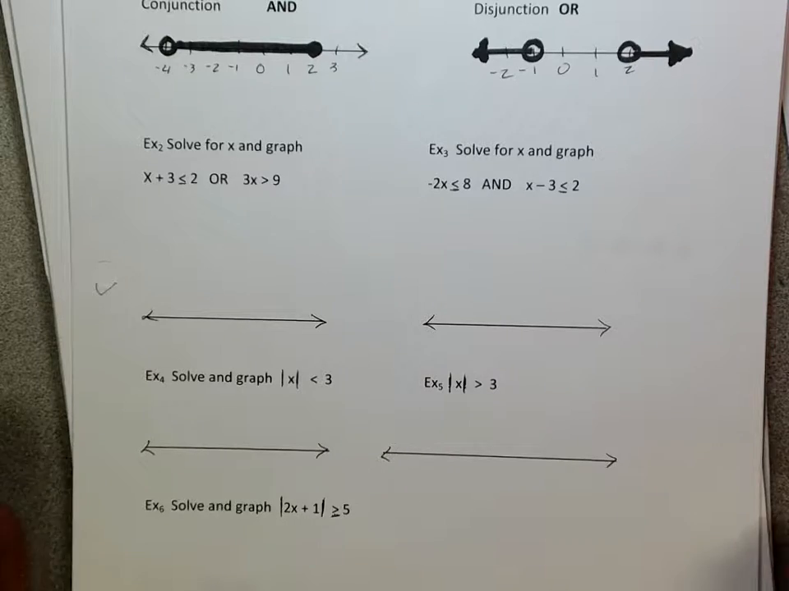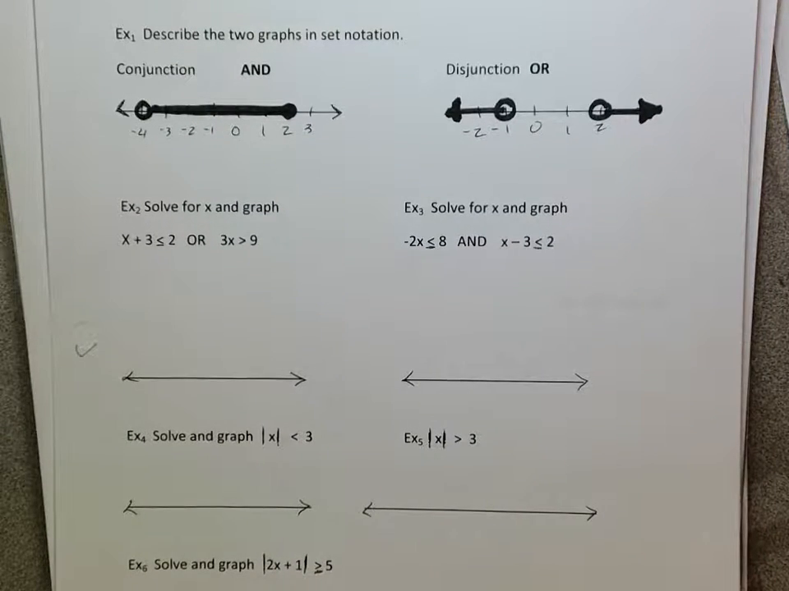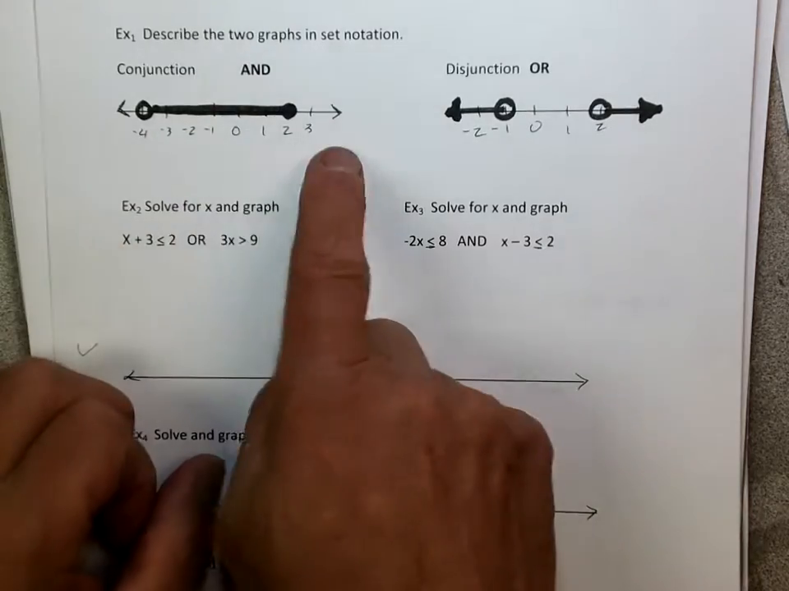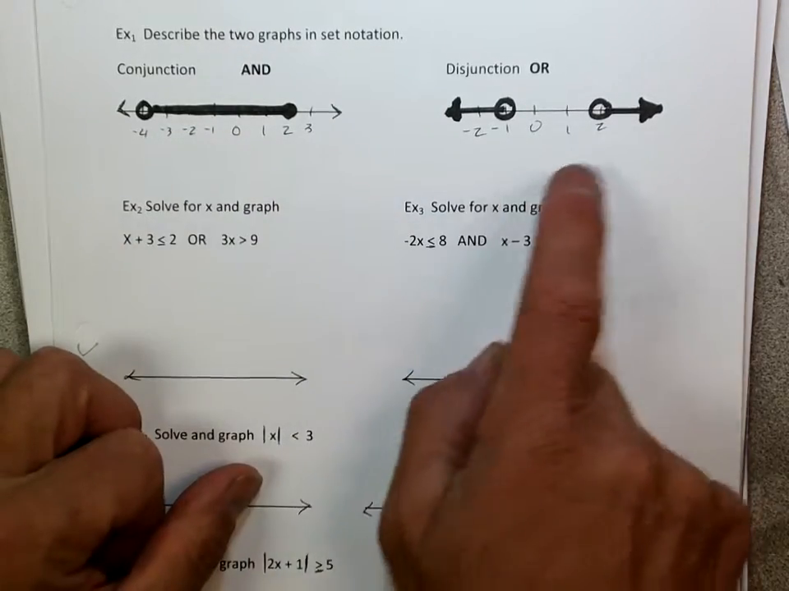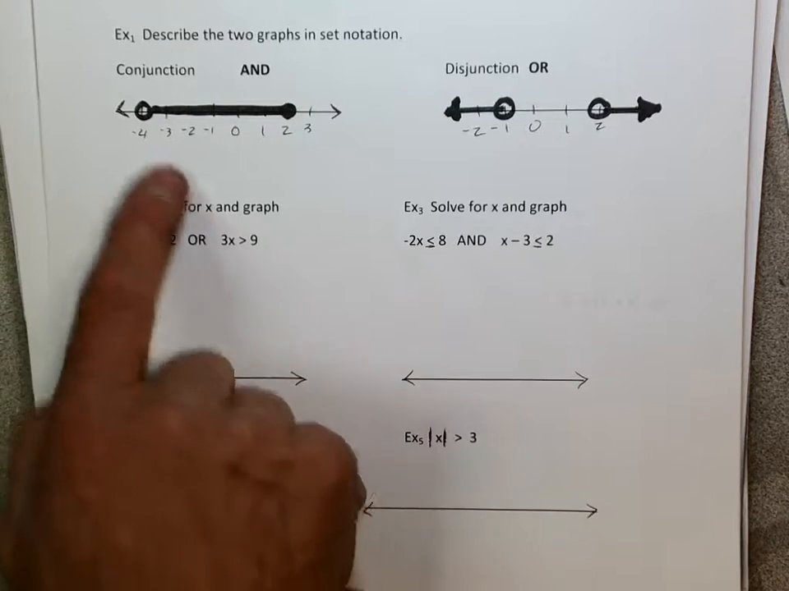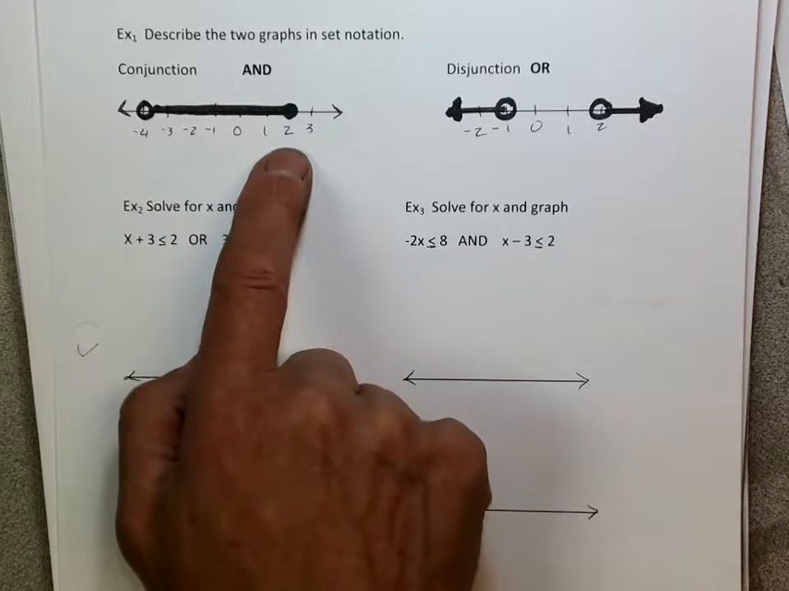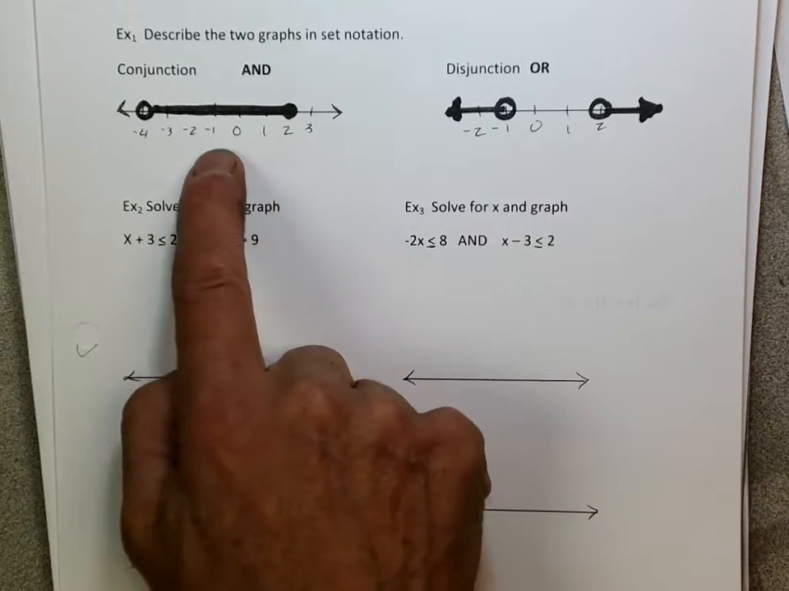All right, so lesson 2.8. What we're going to do is talk about, in a sense, two different things. We're going to talk about and statements and or statements. Call this an and because what I have here is x is greater than negative 4 and less than or equal to 2. See how that works?